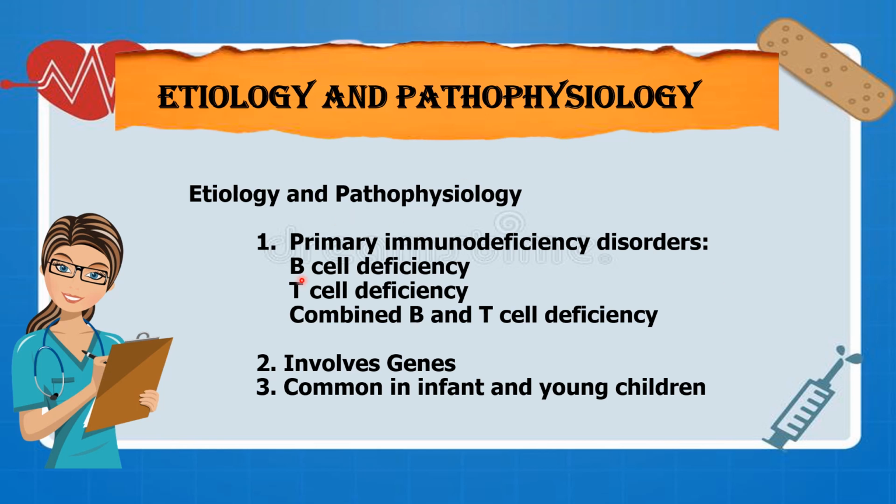So again, as a summary of our etiology and pathophysiology of PIDD, or primary immune deficiency disease, it includes B cell deficiency, T cell deficiency, and a combined B and T cell deficiency. It also involves genes, and this is common in infants and young children. So there could be inborn errors of immune function which predispose people to severe forms of infection.